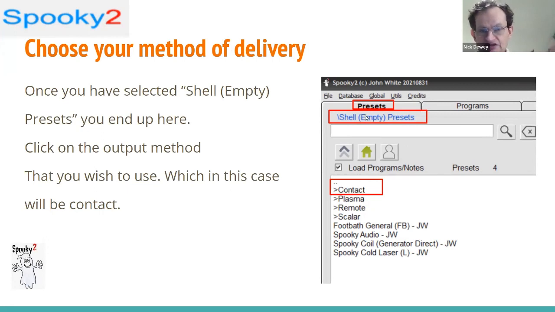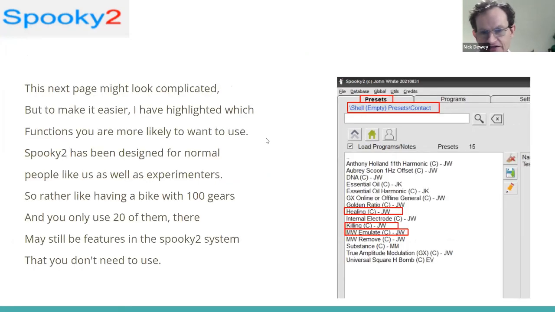So once you've selected shell empty presets, you can then choose from that menu what your method of delivery is first. Okay, you're using contact, shell empty presets, click contact. Now, the next page, which you'll be taken to after you've clicked on contact, will look a bit, oh my word, there's too much stuff there.